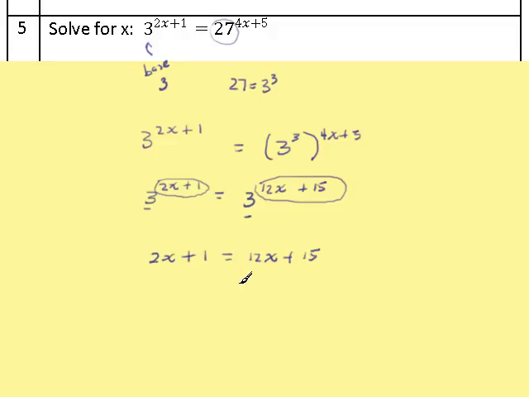Okay, let's subtract 2x from both sides. Subtract 15 from both sides. And now divide by 10. So we have x is equal to minus 14 over 10, or just reduce that, divide top and bottom by 2, minus 7 over 5.